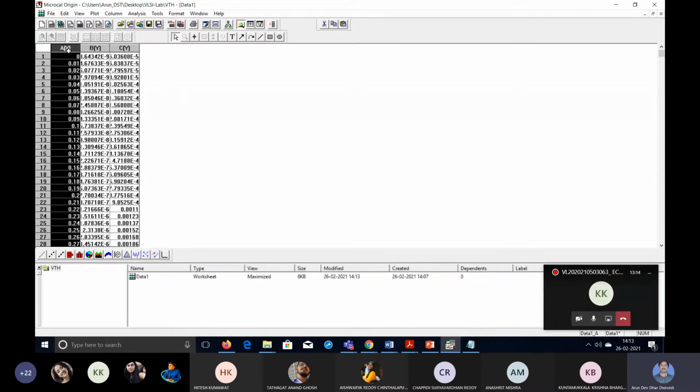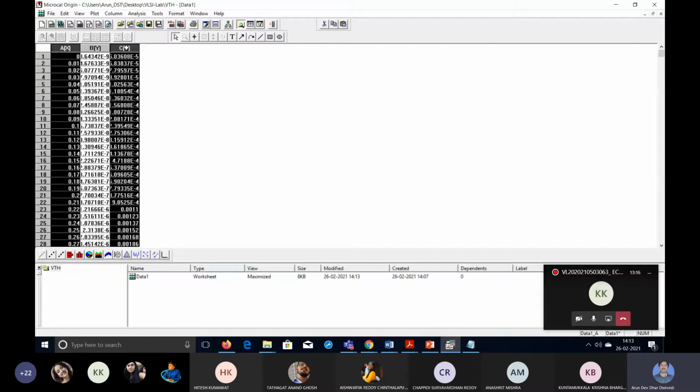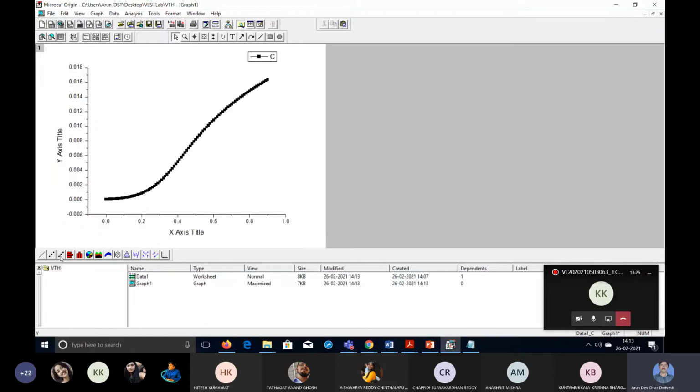Now we can plot this, square root of ID versus VGS. Here are three options: either line you want, or you want a symbol, or you want line and symbol both. I am choosing line and symbol both. So this is the plot of square root of ID versus VGS.